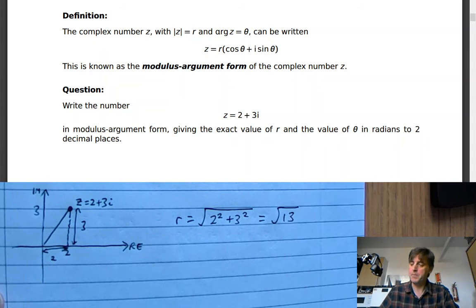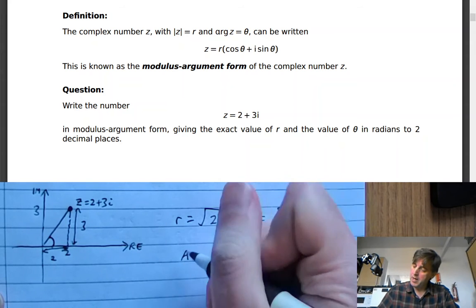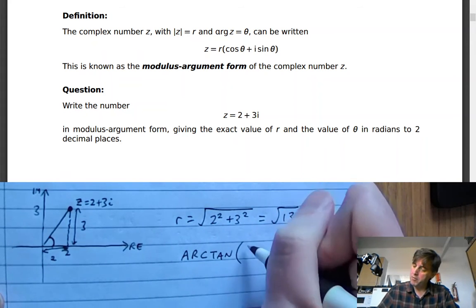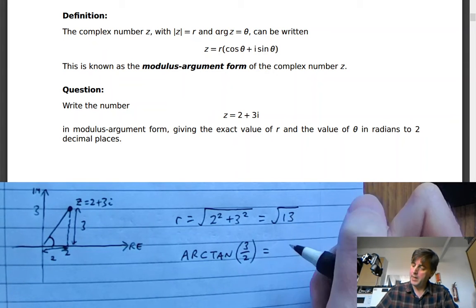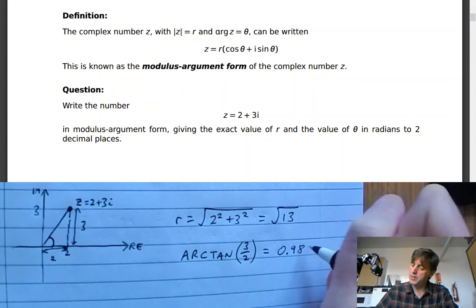There's our modulus. Now to find the argument, we're after this angle here. So what I need to do is a bit of trigonometry here. We're going to be looking at the arctan of 3 over 2 to find that angle. And when you work that out in radians, to 2 decimal places, it's 0.98.